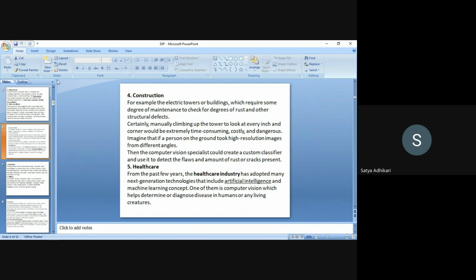Healthcare. In the past few years, the healthcare industry has adopted many next generation technologies, including artificial intelligence and machine learning concepts. One of them is computer vision, which helps to diagnose disease in humans and any living creatures. So it is also used in healthcare.